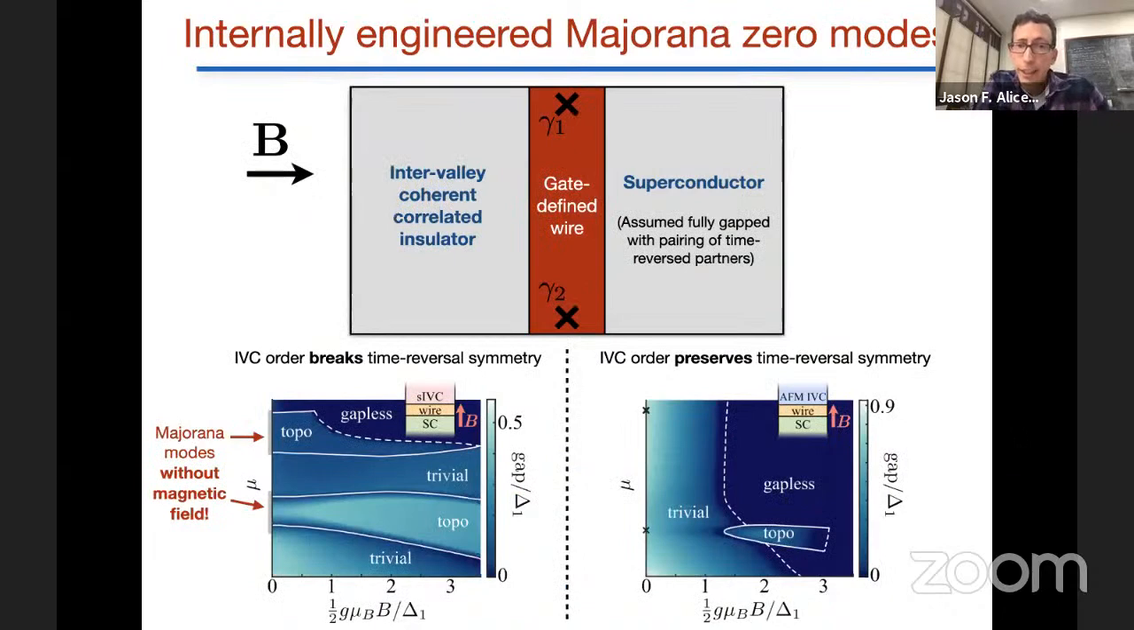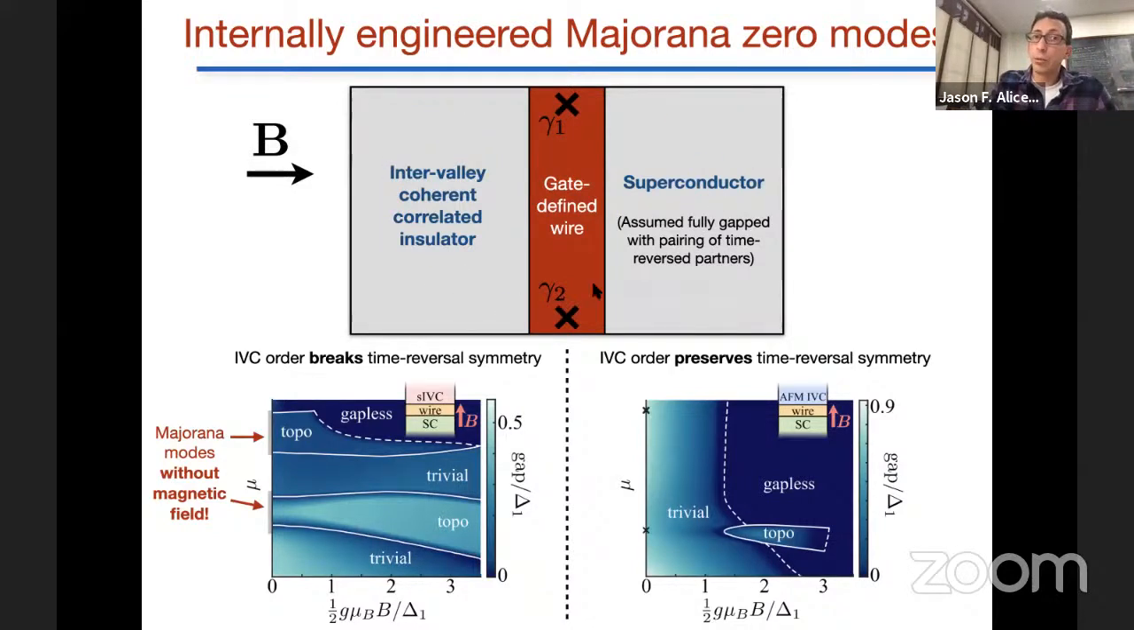All right, so finally, let me turn to internally engineered Majorana zero modes. In order to get a Majorana device, we can simply take the previous setup that I was focusing on, where I had intervalley coherent correlated insulators on both sides, and just replace one side with a superconductor. I just, very modestly, gate tune the system on this right end from an intervalley coherent correlated insulator into a superconducting state. I should emphasize that we don't know very much about the nature of superconductivity. I'm going to assume that it's a boring, fully gapped superconducting state that arises from the pairing of time reverse partners. This doesn't need to be the case, but it's what I'll assume.